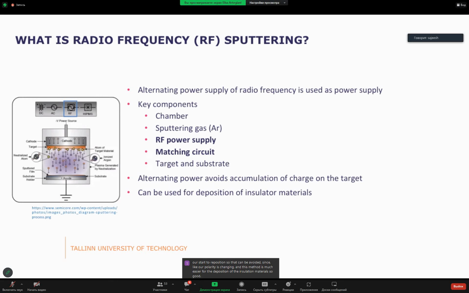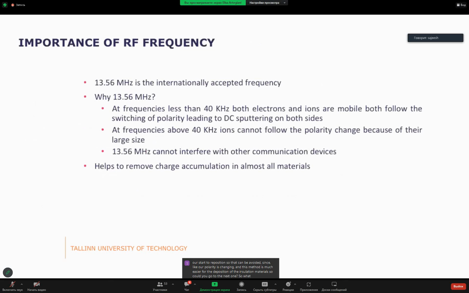Could you go to the next one? So if you check most RF sputtering machines, you can see that internationally most of them use a frequency of 13.56 megahertz.